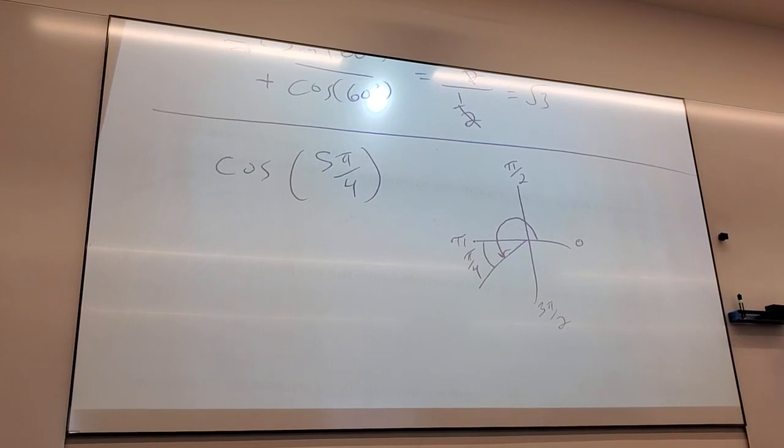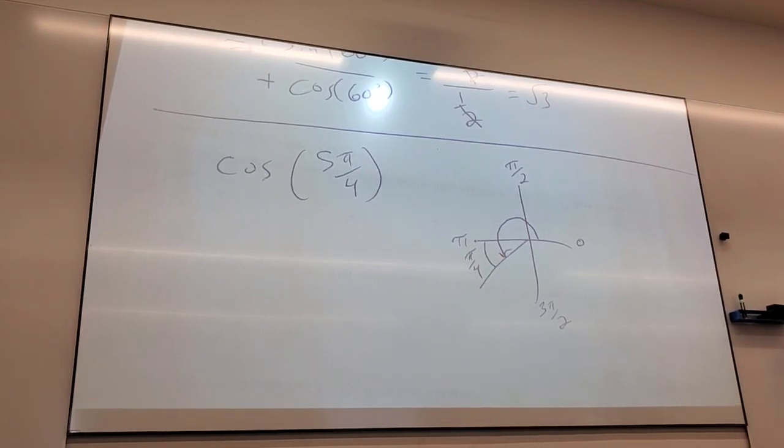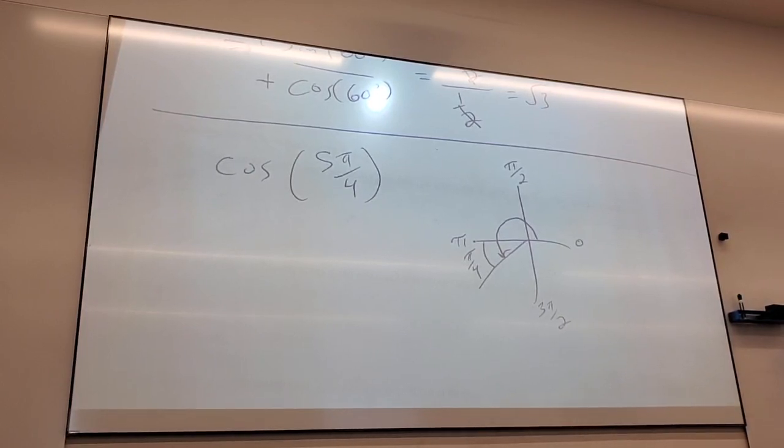I'm sorry, what does it say, cosine of what? 5 pi over 4. 5 pi, okay. And I probably got my pi pretty good.